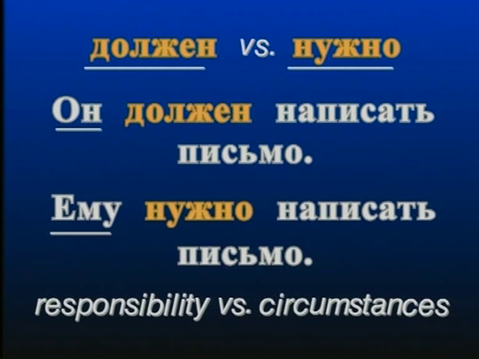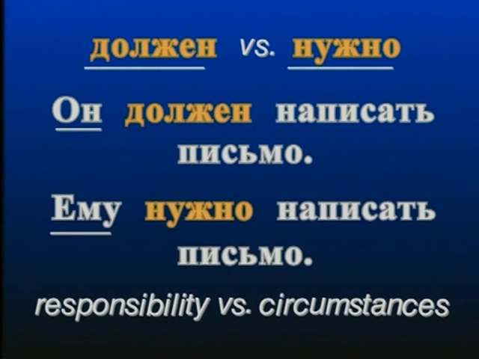Now, in the first sentence, we are using the nominative case. Он and then должен is a short form adjective, and you remember for this word we have the masculine, feminine, neuter, and plural forms. In the second sentence, we have the dative case of the personal pronoun, ему. That's the dative case of он. And it is followed by the word нужно. This word never changes.